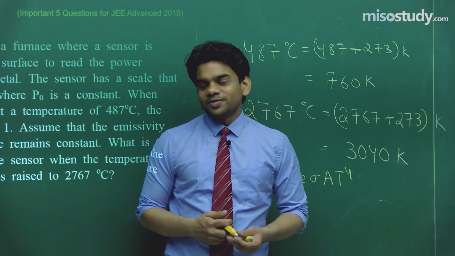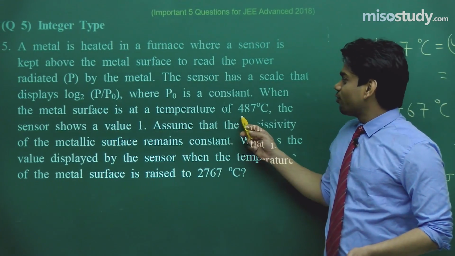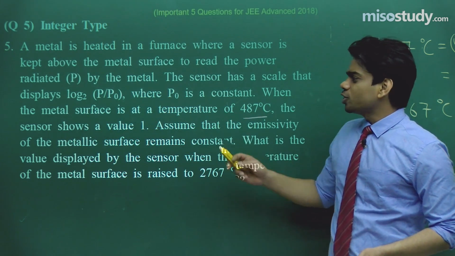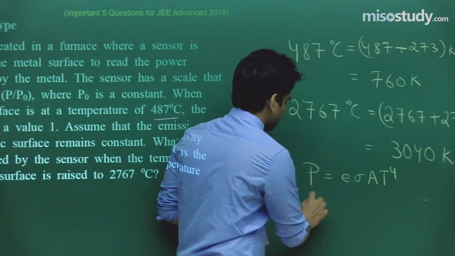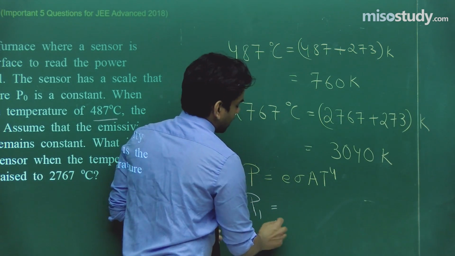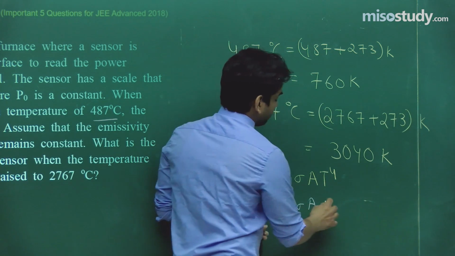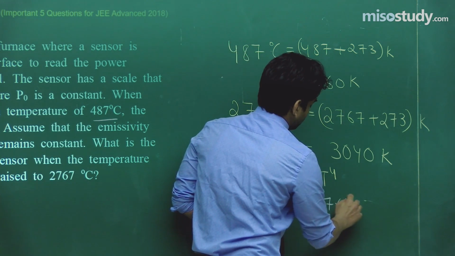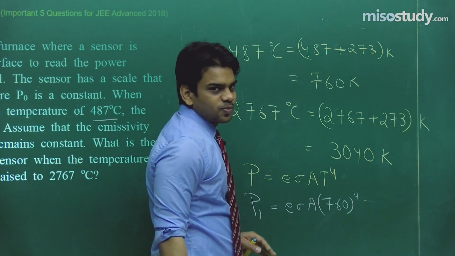Now it says that when this metal surface is at a temperature of 487 degrees Celsius, the sensor shows a value 1. Now for this temperature, P1 I am going to keep as E sigma A T to the power 4, that means 760 to the power 4. So we got this first power.